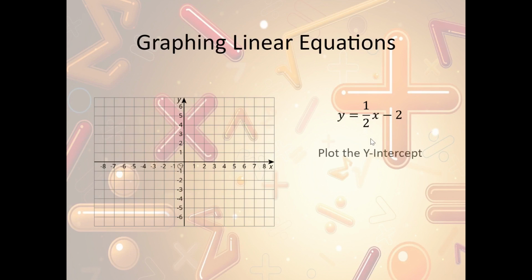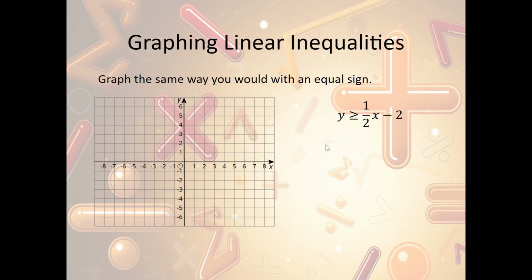So we plot the y-intercept, which in this case is -2, so I'm going to go down 2 and plot my point. Then I'm going to use the slope to plot the second point. This tells me I'm going to go change in y of 1, so I'm going to go up 1. Change in x of 2, so I'm going to go to the right 2, so up 1 to the right 2, and I plot my point there, and then I connect the dots, and now I have a linear equation that's been graphed. Now how does this apply to inequalities?